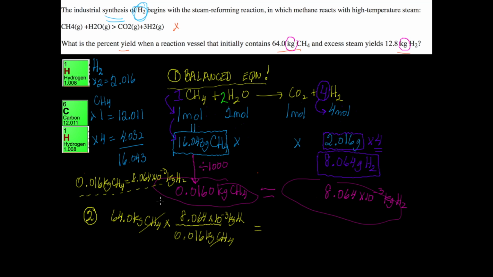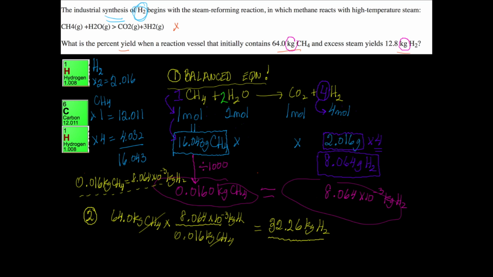Let's go ahead and punch this in our calculator. 64 times 8.064 times 10 to the minus 3, divide 0.016. Hit the equal key, and what I get there is 32.26 kilograms of H2. So that's the maximum theoretical amount of hydrogen that I could make. I could make a whopping 32 kilograms of H2.